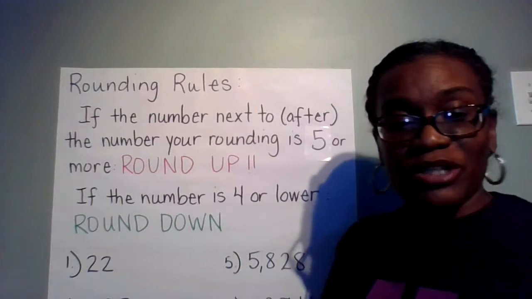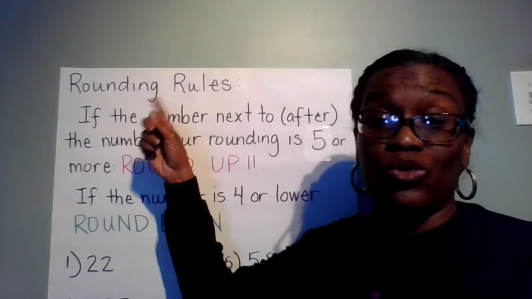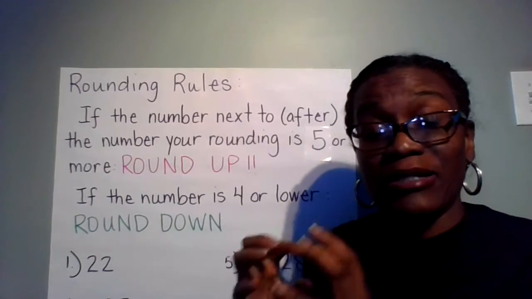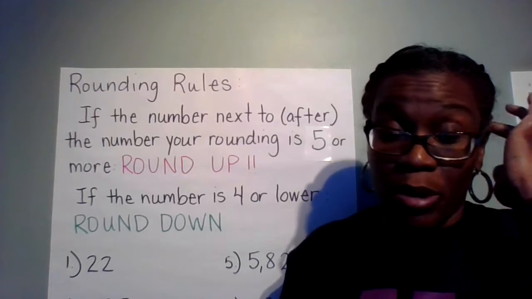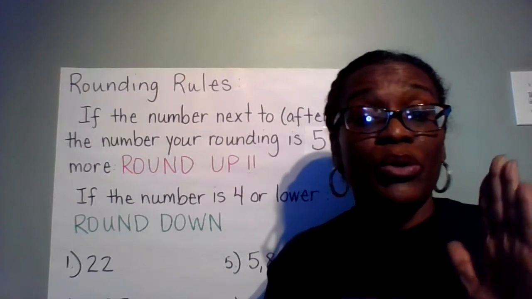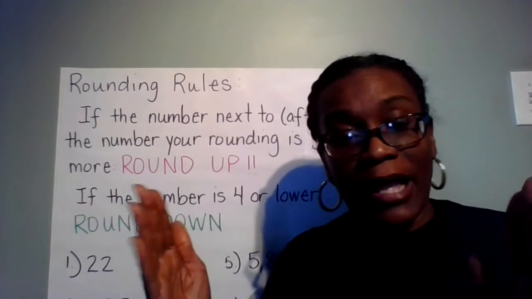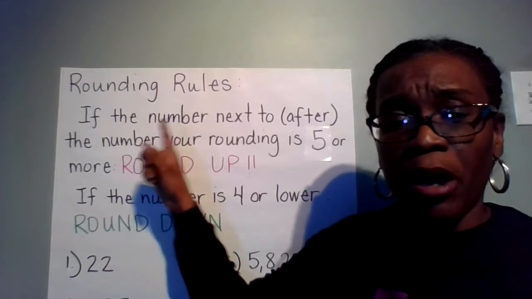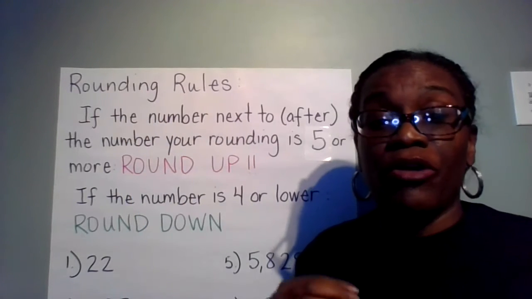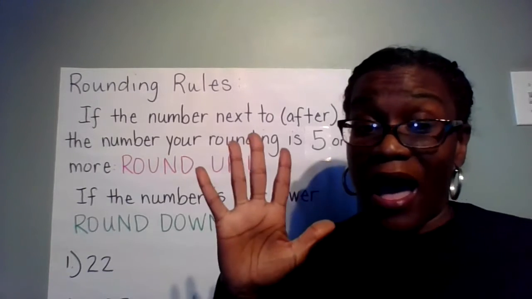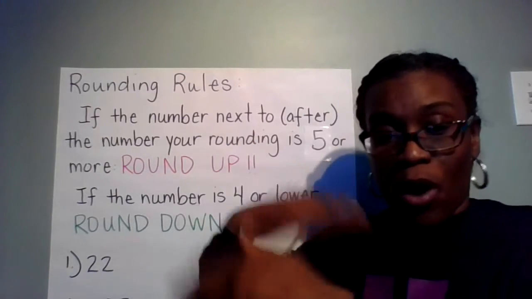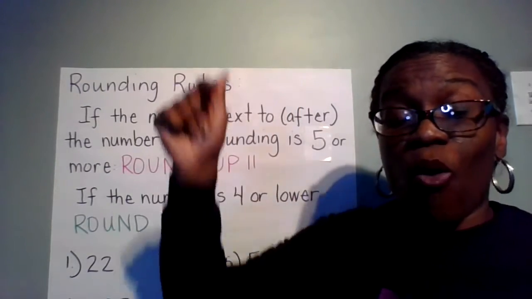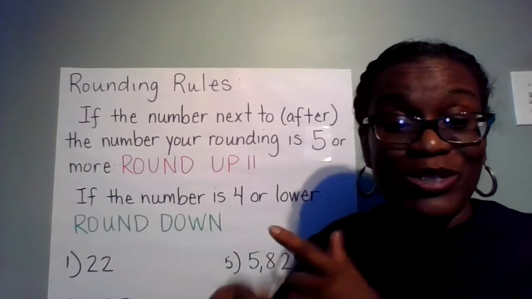So the first thing we're going to do is go over the rounding rules. And there are just two simple rules. So if the number next to or after, because remember when we're looking at numbers, we read numbers from left to right, just like we read words. So if the number next to or after the number you're rounding is 5 or higher, we round up. And if the number is 4 or lower, we round down.